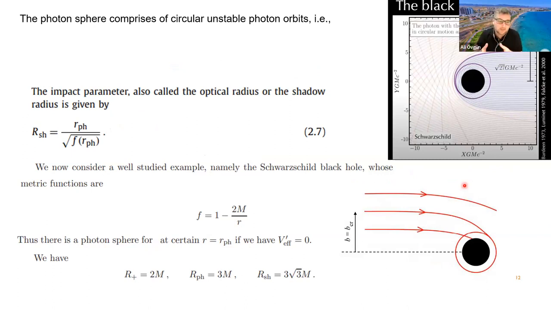In Schwarzschild spacetime, for example, if the metric function f is 1 minus 2m/r, you can calculate that the horizon is at 2m and the photon sphere is at 3m, but the radius of the black hole shadow is outside the photon sphere, at 3√3 m, which is approximately 5.2 m.